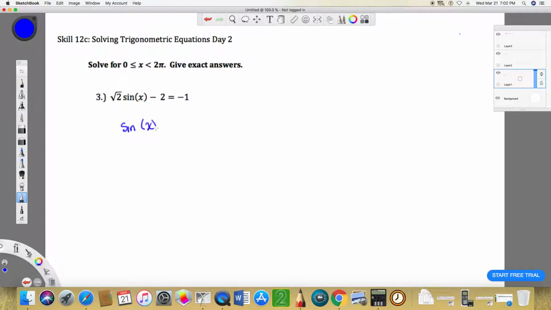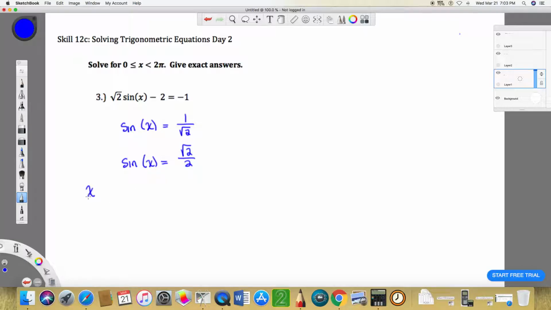So if we add 2, 2 minus 1 is 1. And then if we divide by radical 2, you're probably more familiar with seeing that on the unit circle if we rationalize that denominator and look at it as radical 2 over 2. So since it's positive, we'll have an angle in quadrant 1 and also in quadrant 2 that has this ratio.